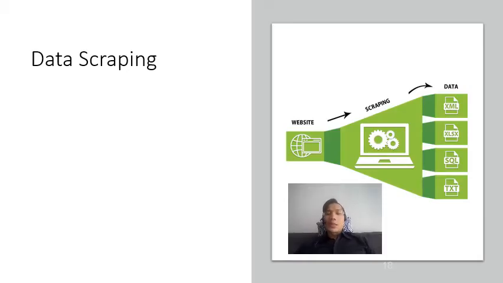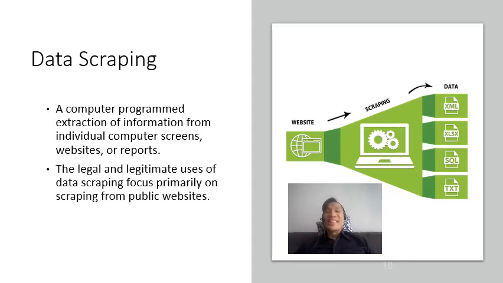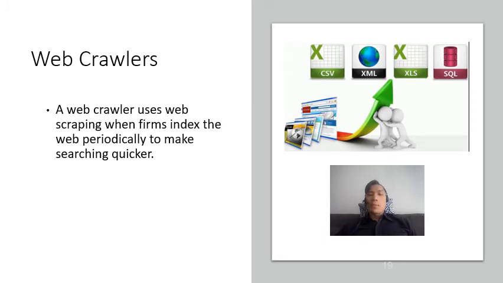Data scraping is basically using software to scrape information from websites and then tokenizing it into several different types of data documents. This is a computer-generated program of extraction of information from individuals' computer screens, websites, or reports. Now, this is legal and legitimate use of data scraping, which focuses primarily on scraping data that is available freely in the public spaces.